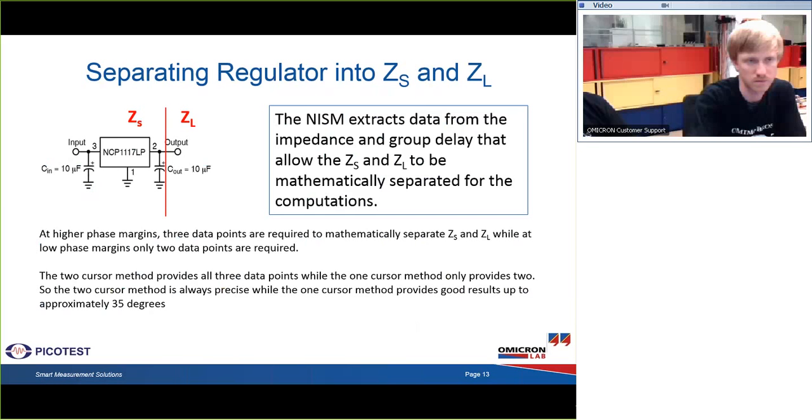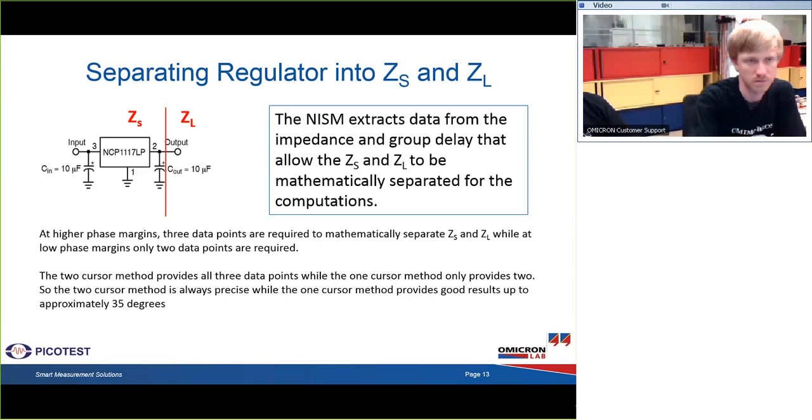So what does the non-invasive stability margin method do? It extracts data from impedance and group delay that allow us to mathematically separate the ZS and ZL terms, so that we can use minor loop gain to divide ZS divided by ZL in order to properly account for what the stability is from an impedance measurement.